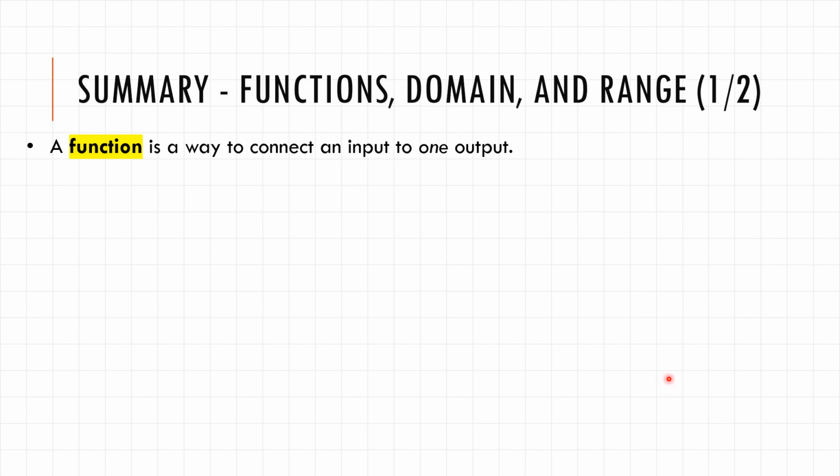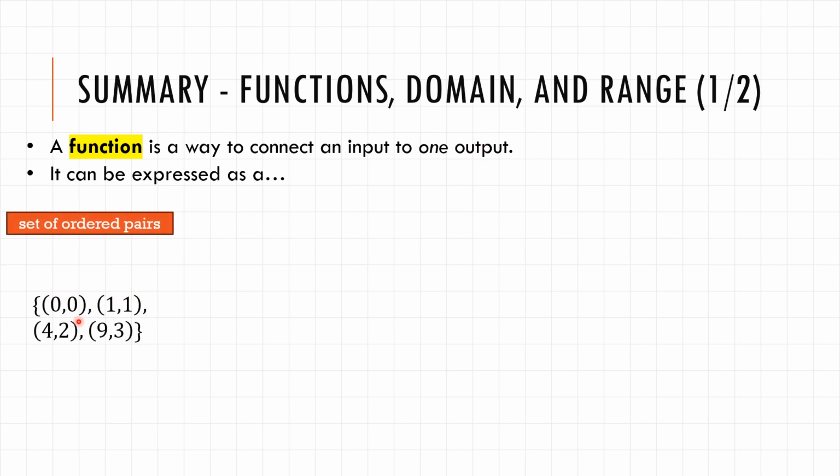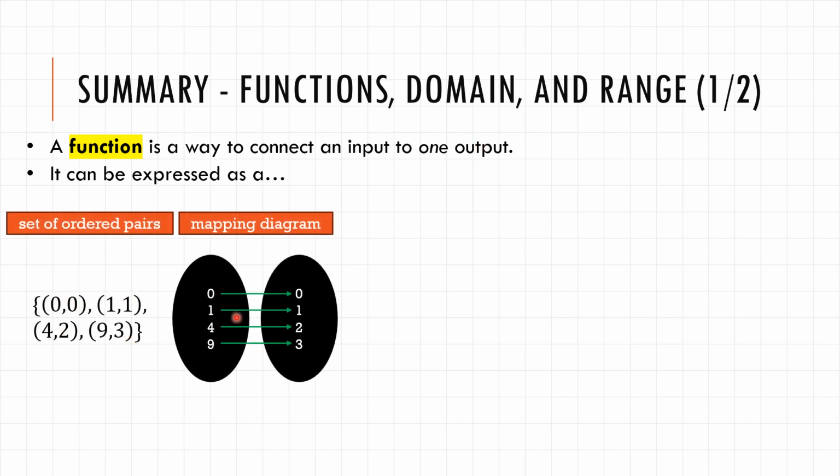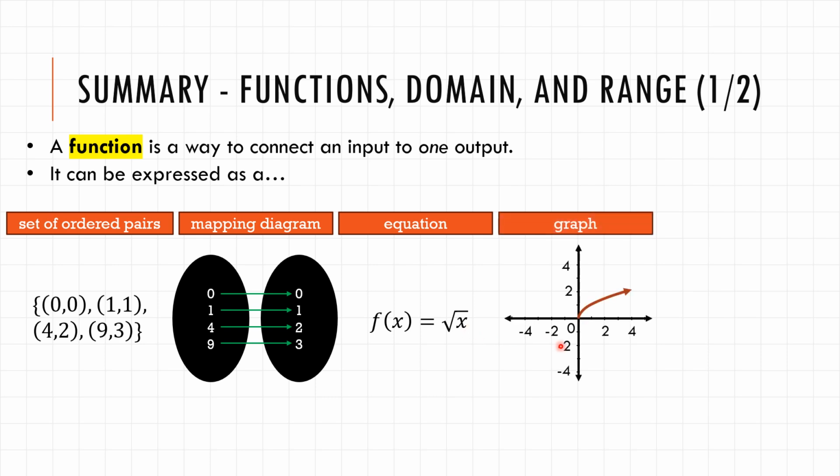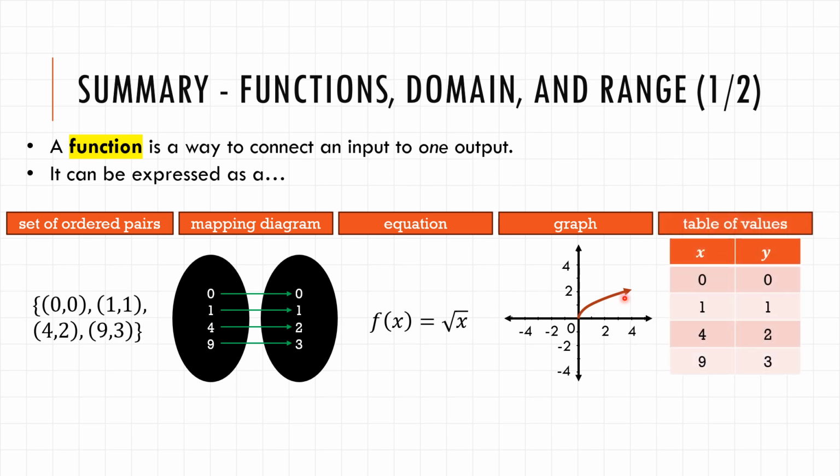What is a function? It's a way to connect one input to one output. And we can express a function like a set of ordered pairs. We can use a mapping diagram to show you for these inputs, what is the output that it leads to. We can create an equation to tell you what the output should be. We can map those input and output connections on a graph or even on a table of values.